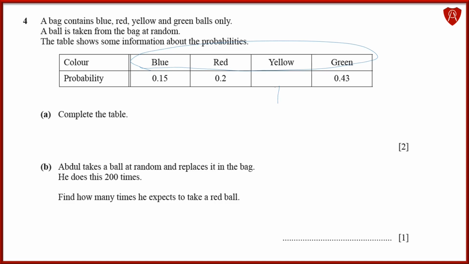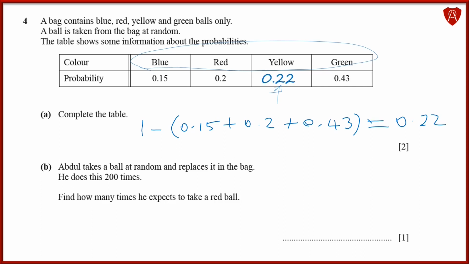So to find the missing number, we need to do 1 minus 0.15 added to 0.2 plus 0.43. And our answer should be 0.22. That's what we fill in that space.